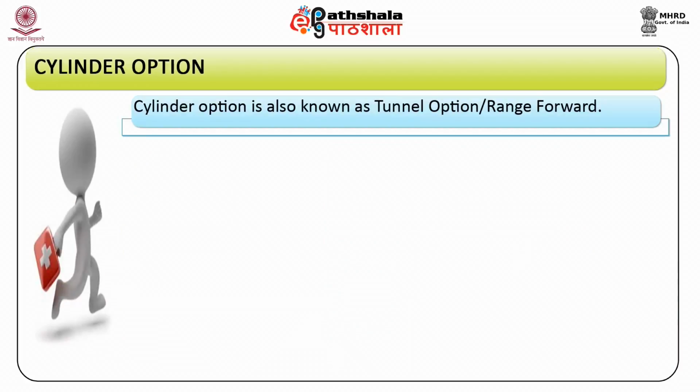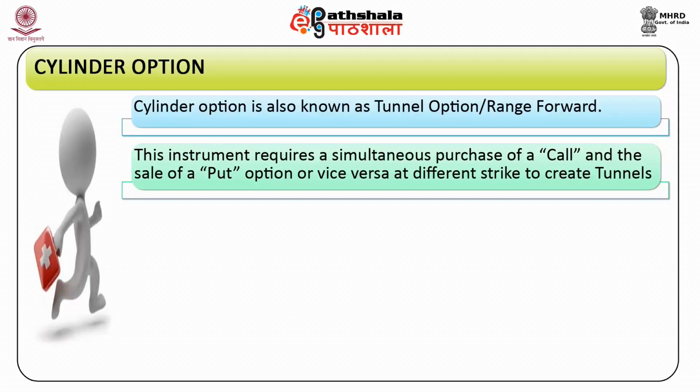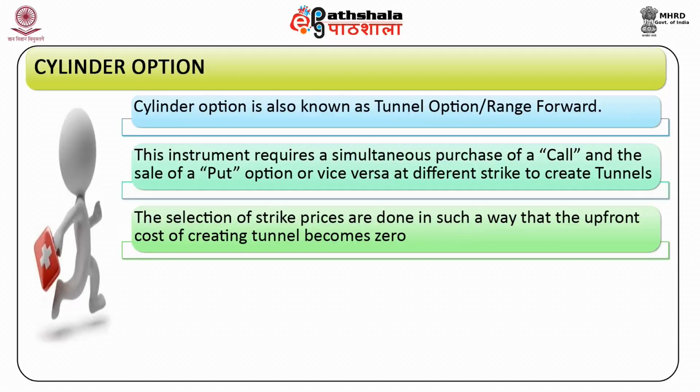Cylinder option. Cylinder option is also known as tunnel option or range forward. This instrument requires a simultaneous purchase of a call and the sale of a put option, or vice versa, at different strikes to create tunnels. The selection of strike prices is done in such a way that the upfront cost of creating the tunnel becomes zero. Basically, this instrument enables the trader to reduce the cost of an option by agreeing to forego gains when the hedged currency strengthens above a given level.